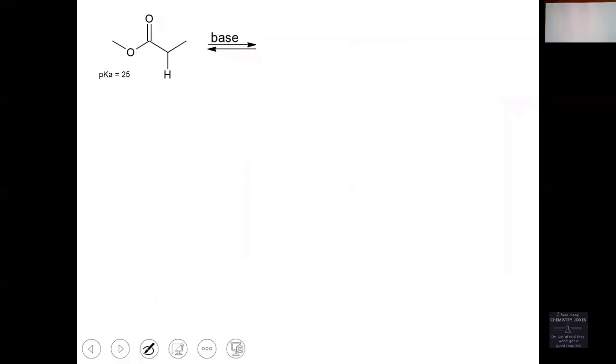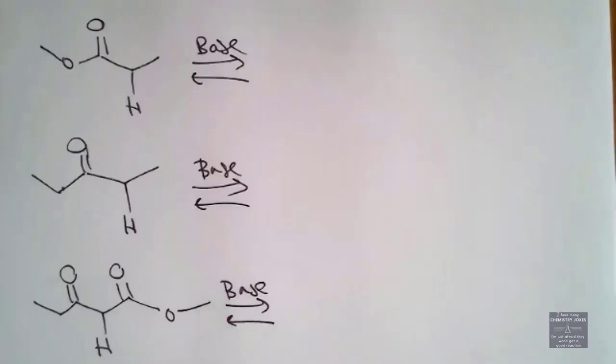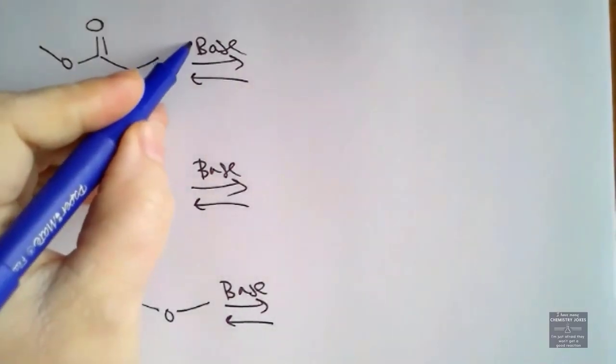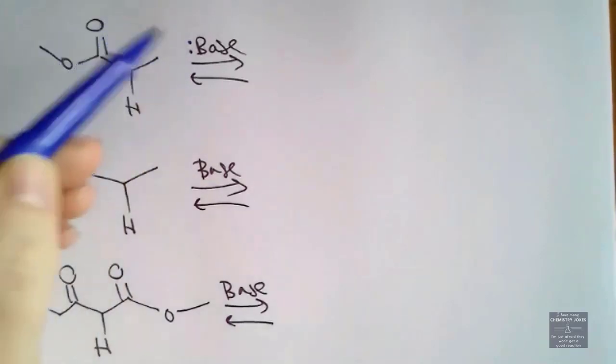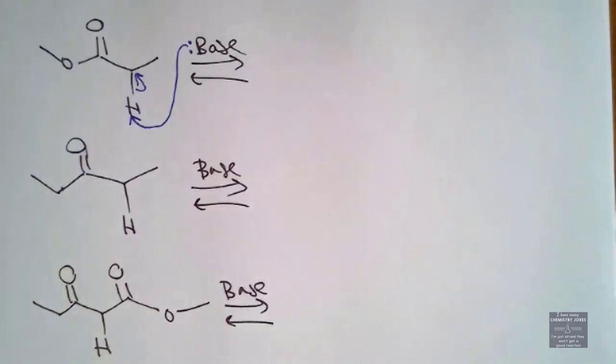So here's a carbonyl compound. It's an ester. It has an alpha hydrogen. Here's a ketone. It has an alpha hydrogen. Here's another ketone ester combo. It has an alpha hydrogen. Let's draw these reactions on paper. So given these three carbonyl compounds, if we react them in some sort of base, we're going to discuss in very painful detail what that base is, but that base can pluck an alpha hydrogen.